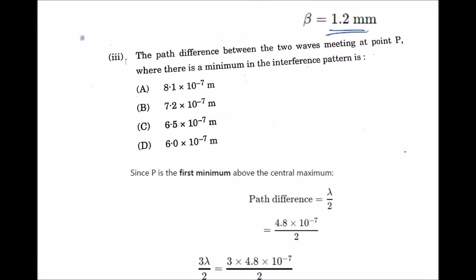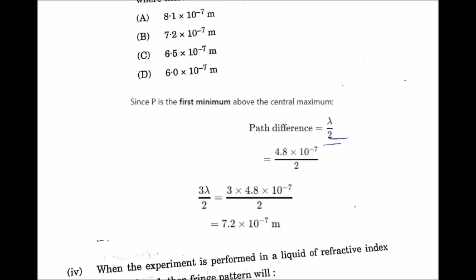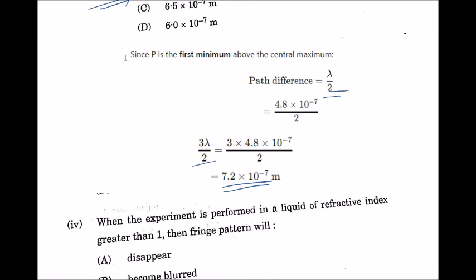The third question, the path difference between the two waves meeting at point P where there is minimum interference is. Path difference is lambda by 2, now substituting, and then we will find 3 lambda by 2, that's equal to 7.2 into 10 to the power minus 7. That is the option B is the correct answer.